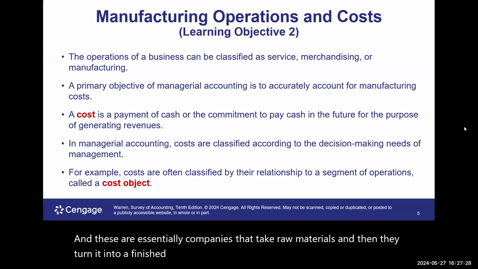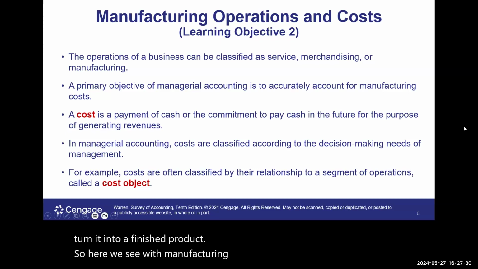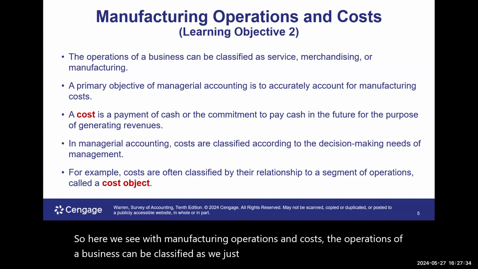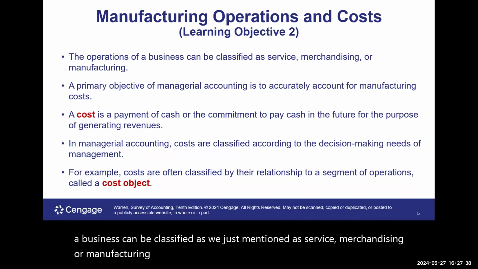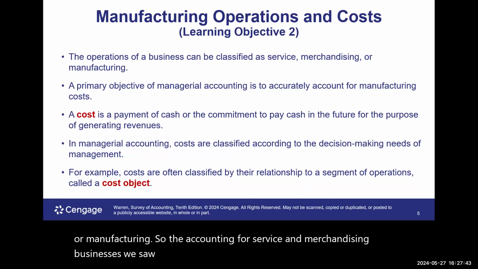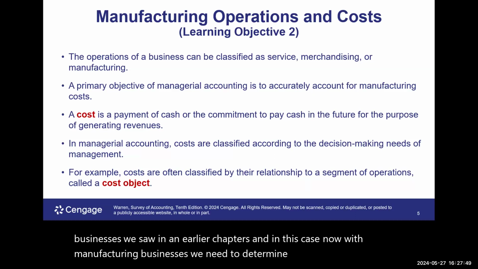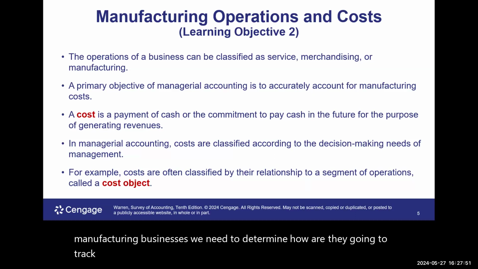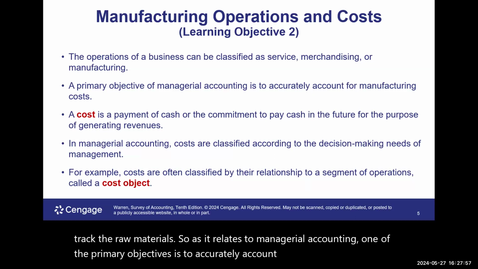So here we see with manufacturing operations and costs, the operations of a business can be classified, as we just mentioned, as service, merchandising, or manufacturing. The accounting for service and merchandising businesses we saw in earlier chapters. And in this case, now with manufacturing businesses, we need to determine how they are going to track the raw materials. So as it relates to managerial accounting, one of the primary objectives is to accurately account for manufacturing costs.